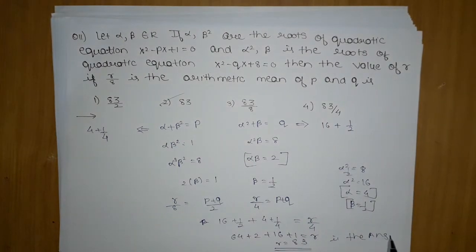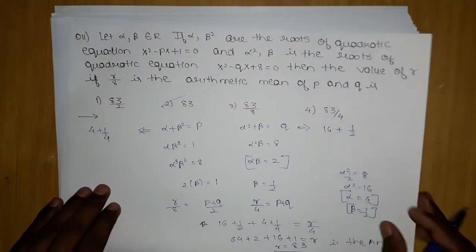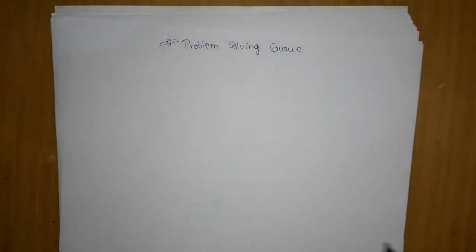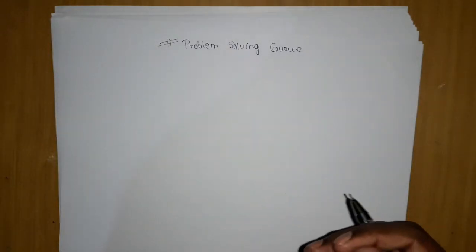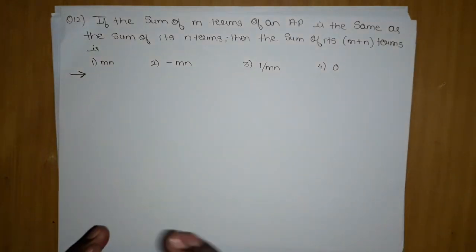Okay, so this question was just a quick revision of quadratics with a little twist of AP. Now let's move on to the next question. It says that if the sum of m terms of an AP is the same as the sum of its n terms, then the sum of its m plus n terms is.